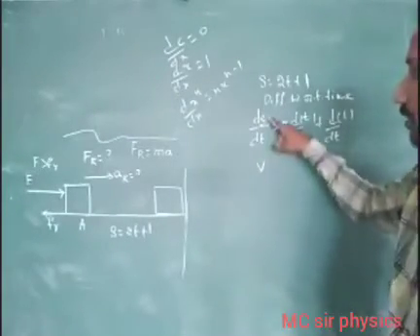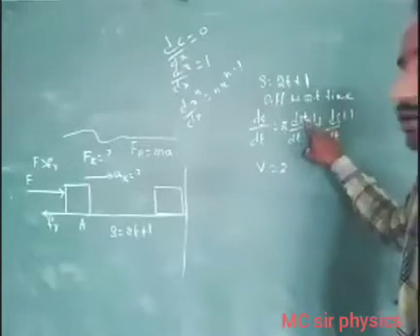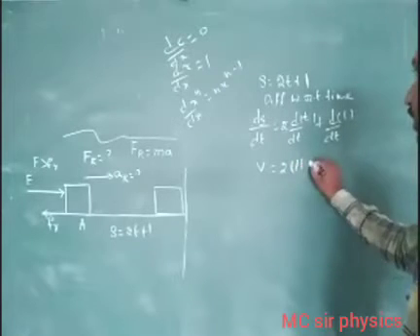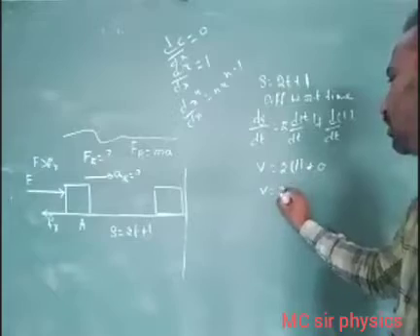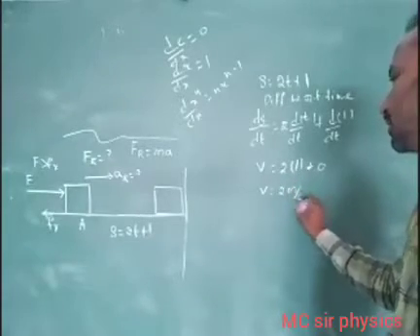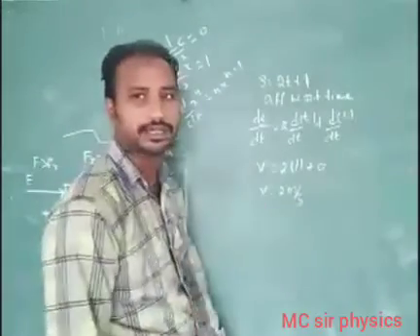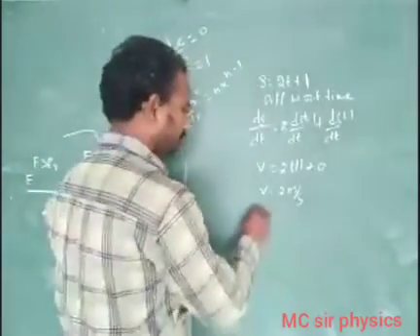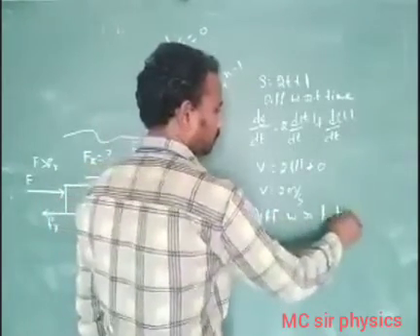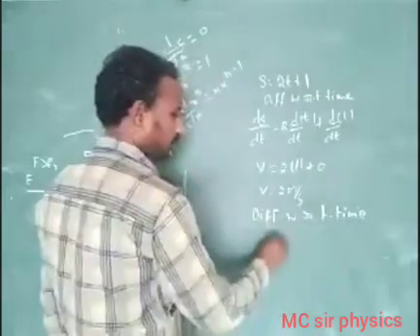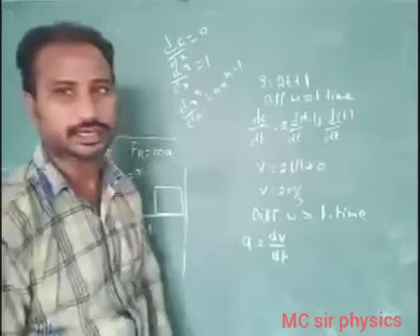The rate of change of displacement is called velocity. Velocity equals 2 into d by dt of t value, how much? 1, plus d by dt of constant, 0. So here velocity equals 2 meter per second. What is the resultant acceleration? Again, we have to differentiate this velocity with respect to time. So dv by dt, that equals acceleration.